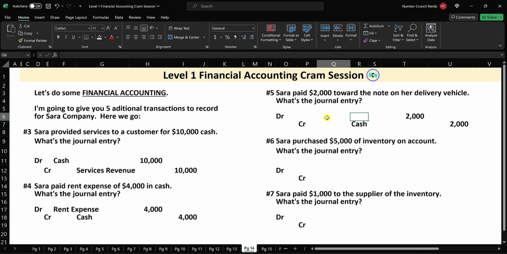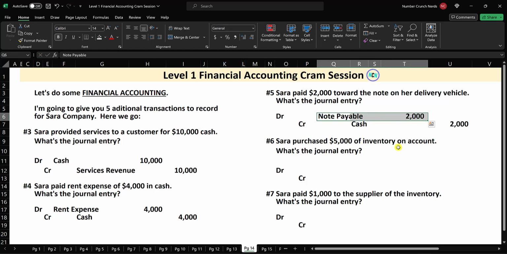Now, the question is, what is going to be the description that we put right here for this debit? Well, what is she paying off? She's paying off the note payable that we recorded earlier. So, note payable. Note payable is a liability.